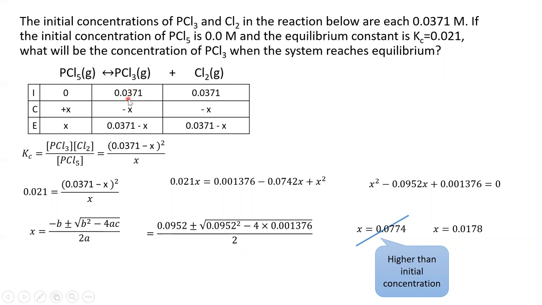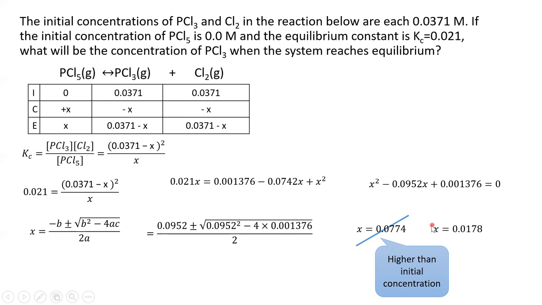But the initial concentration of phosphorus trichloride and chlorine are 0.0371. And we're going to be subtracting x from it. But x can't be greater than the initial concentration. So this x is invalid. This can't be an option for our answer, which means x must be 0.0178. So only one of the x's is ever going to be a legitimate answer from your quadratic.